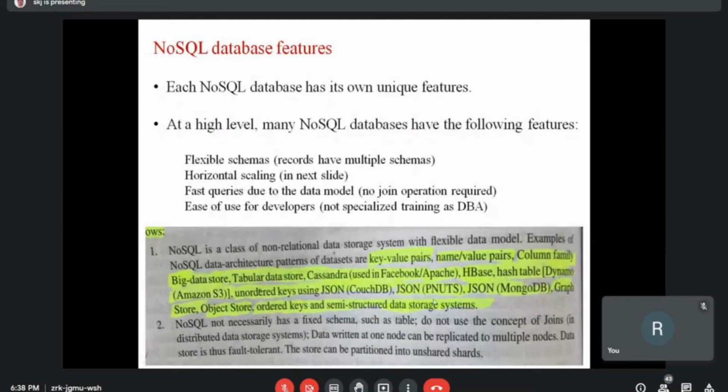When we say NoSQL data storage, that means storage system, here NoSQL data can be. Okay.